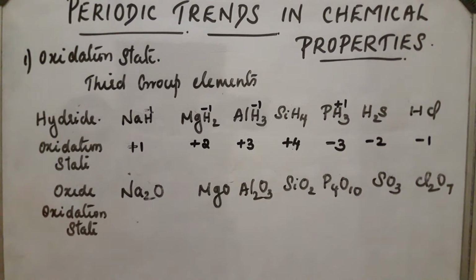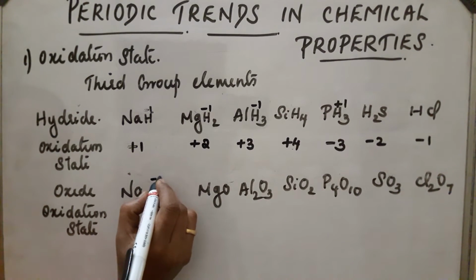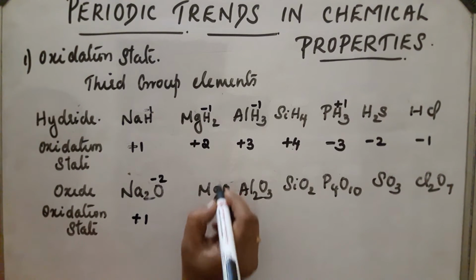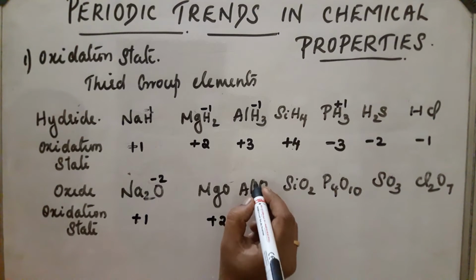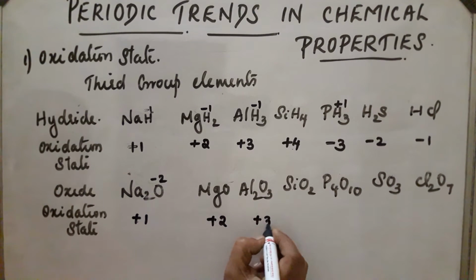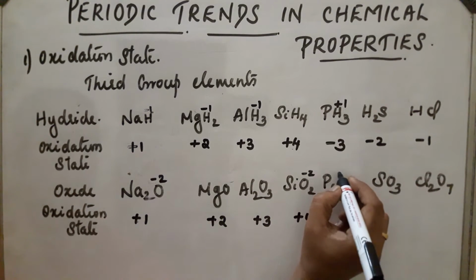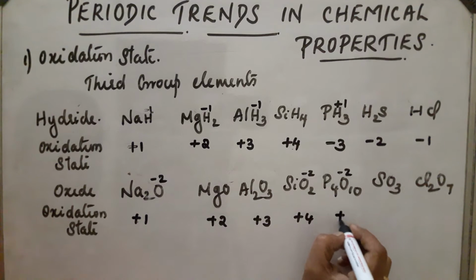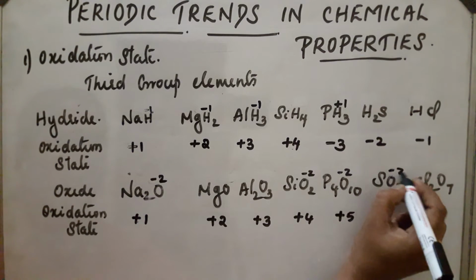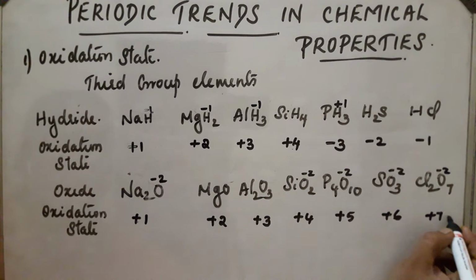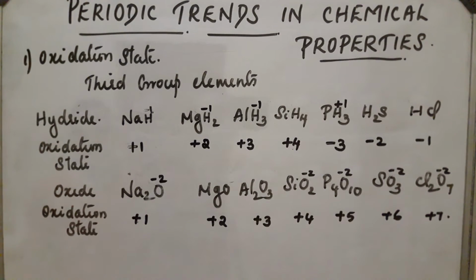Now in the case of oxides, oxygen is more electronegative than all the third group elements, so oxygen has -2 oxidation state, so +1, then here +2, then +3. Oxygen -2, so +4, then here +5, then +6 and +7. So these are the different oxidation states.